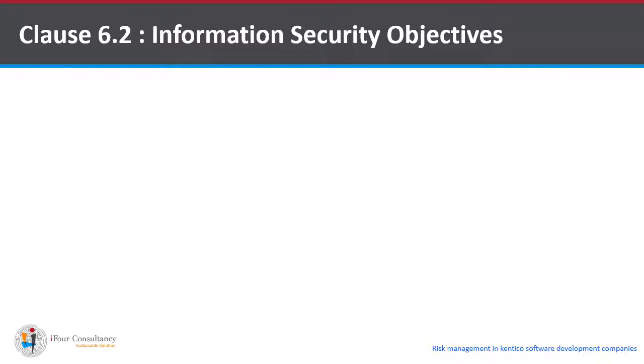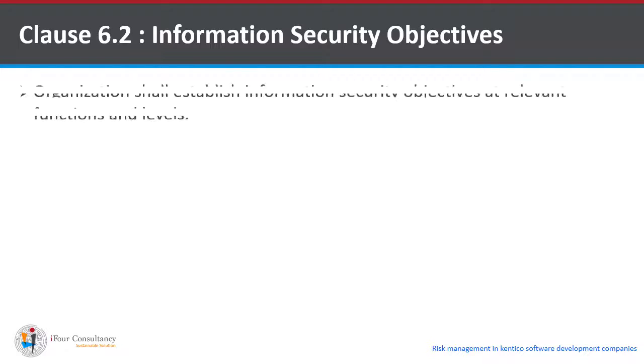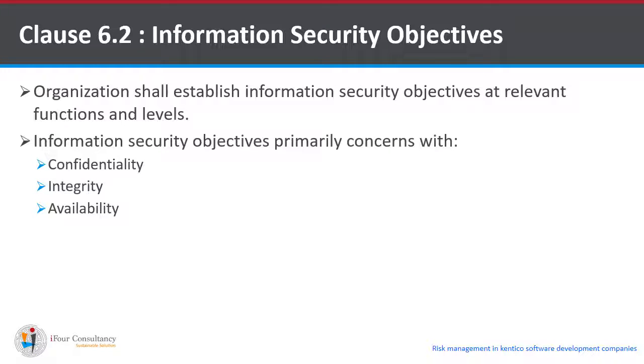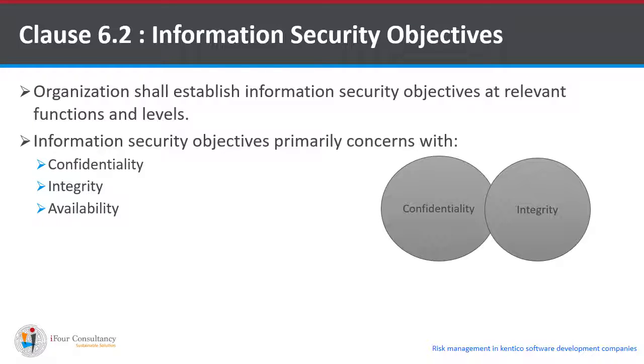Now let's talk about Clause 6.2, that is information security objectives. The organization shall establish information security objectives at relevant functions and levels. Information security objectives are primarily concerned with three factors: confidentiality, integrity, and availability.